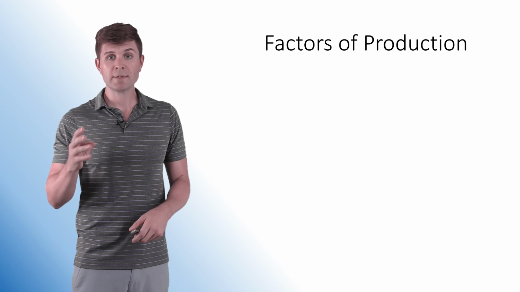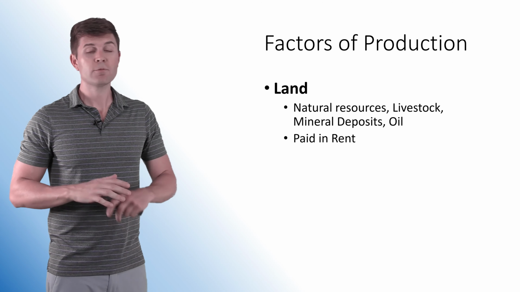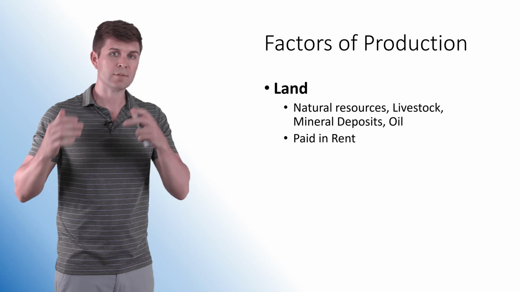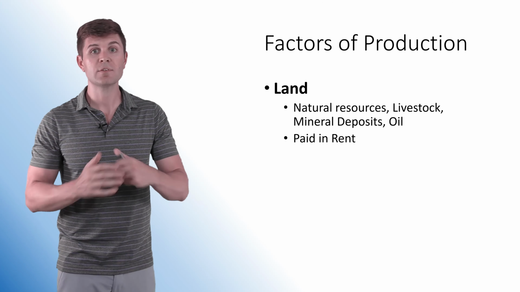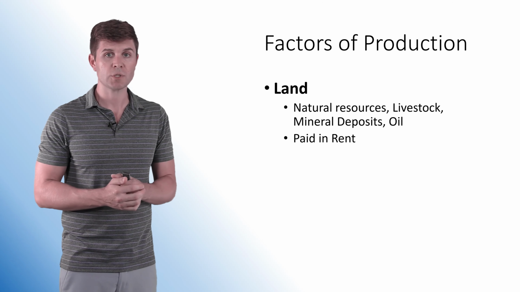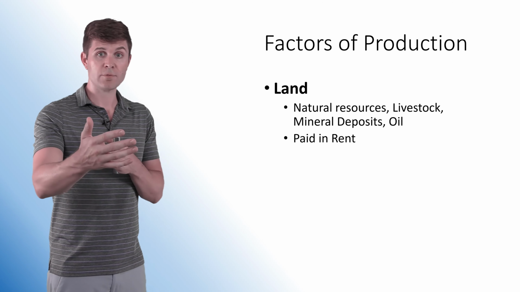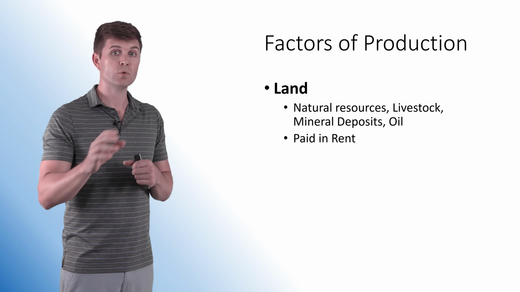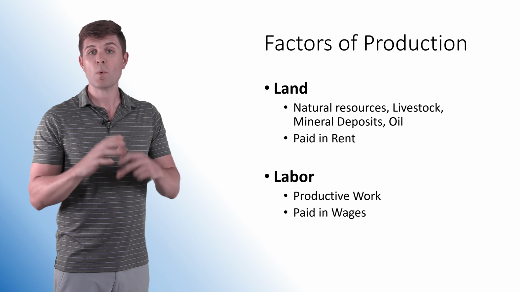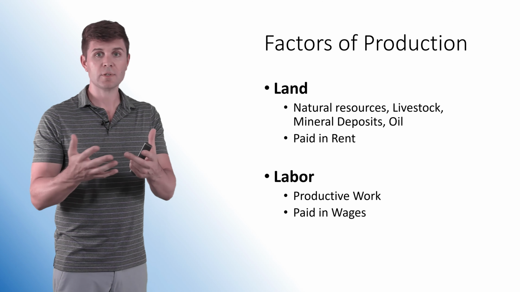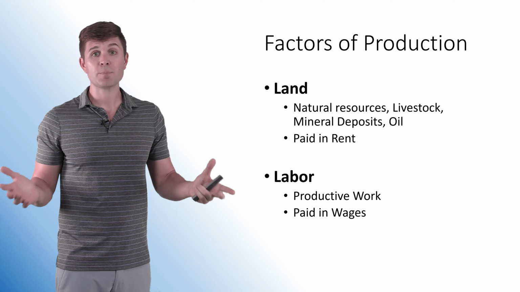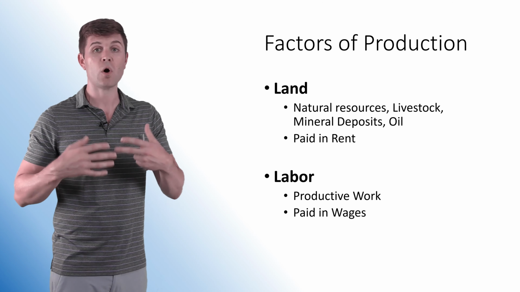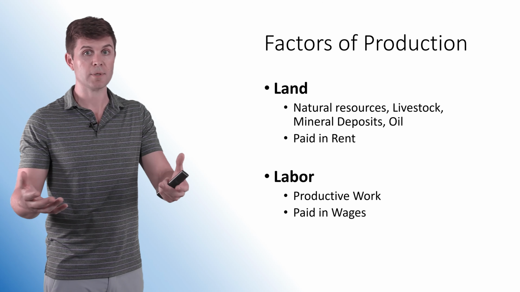All right, now, let's break down the 4 different types of factors. First, we have land. These are the natural resources, the livestock, mineral deposits, oil, the land itself. This is all part of the land factor of production. Now, when a business buys the land from the households, we consider that paid in rent. So rent is the term used for this particular factor. When we get to labor, the payment is in wages. Labor is the productive work. It's the main factor of production that most individuals or households offer the factor market or offer the economy.